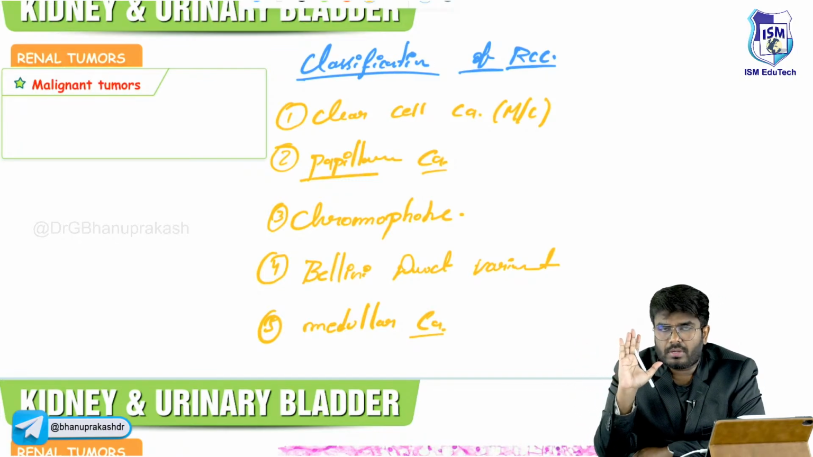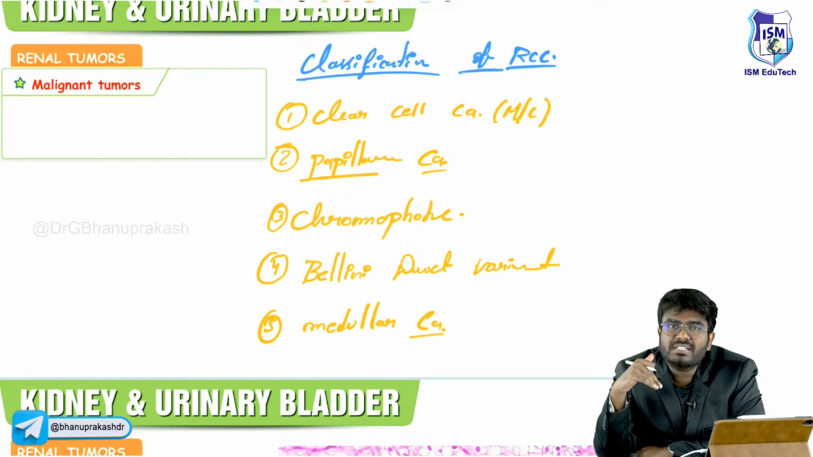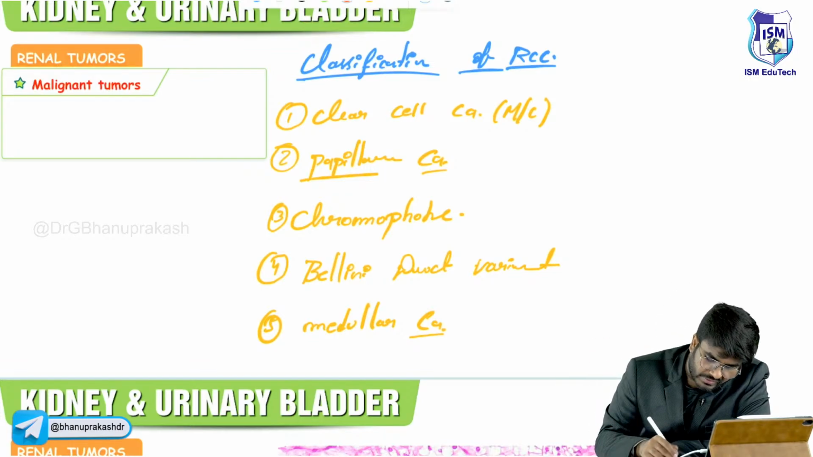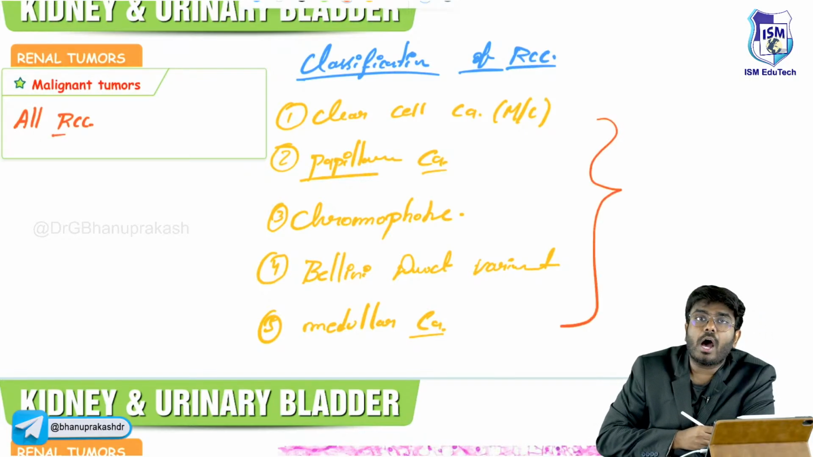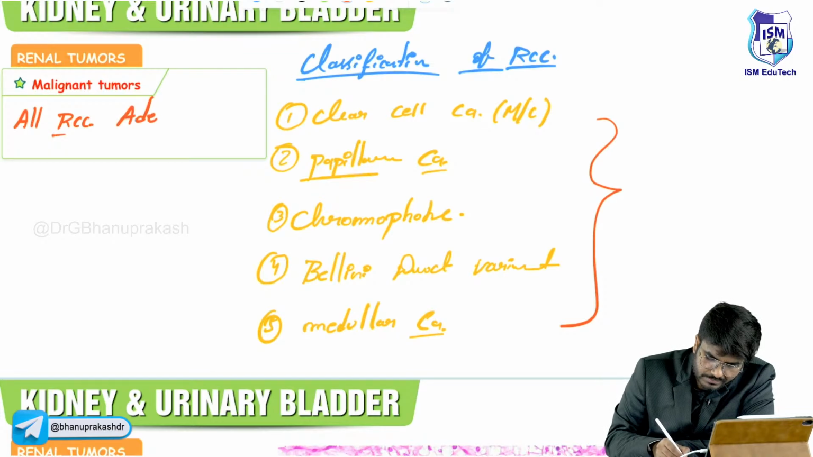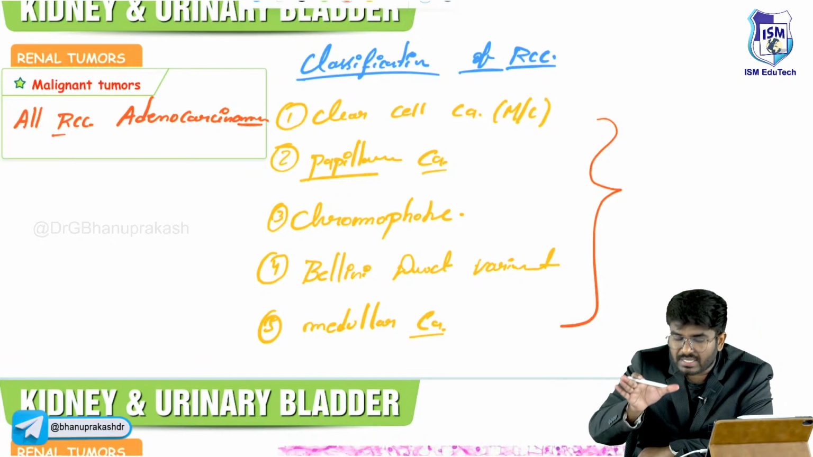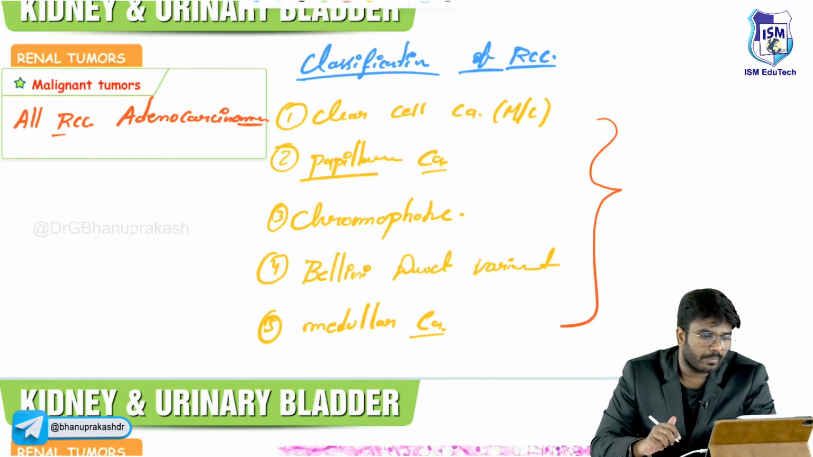But I don't want you to go through each and every one. At least a few are important: clear cell carcinoma, papillary, and chromophobe. The first three are very important. All these are histological variants of renal cell carcinoma. And don't forget one thing: all RCCs, all these subtypes, are adenocarcinomas. That's the one point I want you to know.